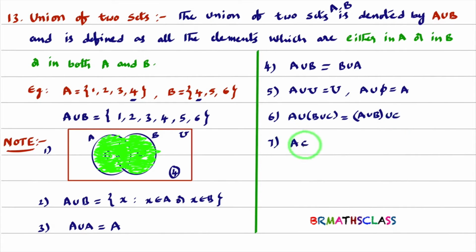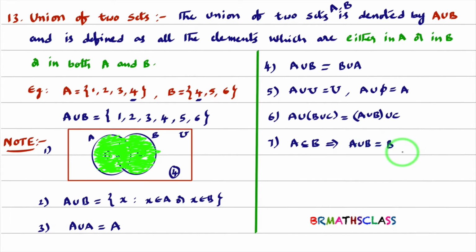Last point. If A is a subset of B, that means all the elements present in A are present in B, then what is A union B? Here you need to observe one thing. In A and B, which set is the bigger set? A is a subset of B means all the elements present in A are present in B. Here we can easily understand that B is the bigger set. So when we do their union, we will get the bigger set. So A union B is B. So this is all about union of two sets.